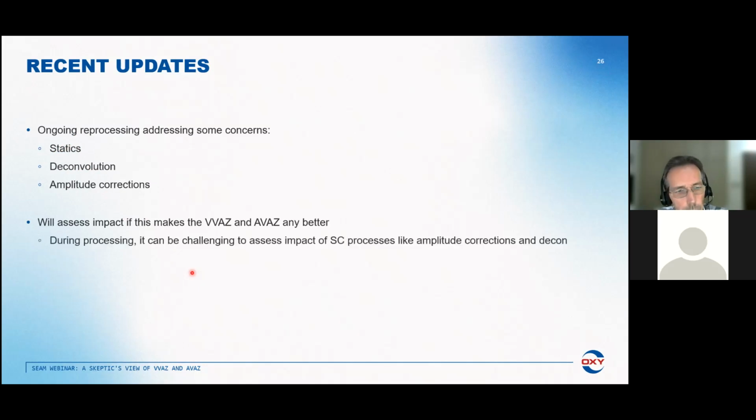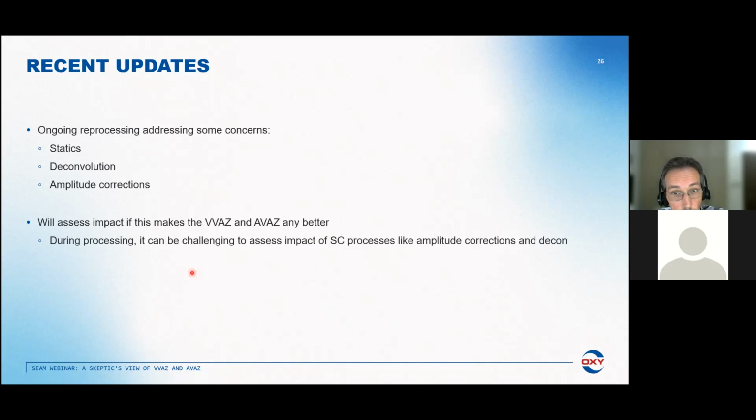I would like to point out that during the processing, it can be challenging to really quantitatively assess the impact of these surface consistent processes, especially amplitude corrections, decon. How do you assess those? How do you really QC those in detail?